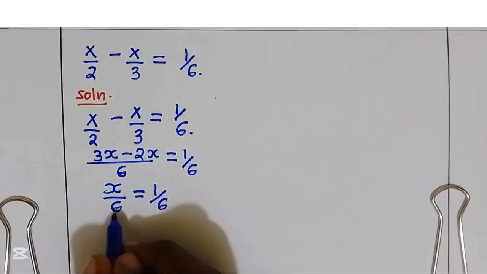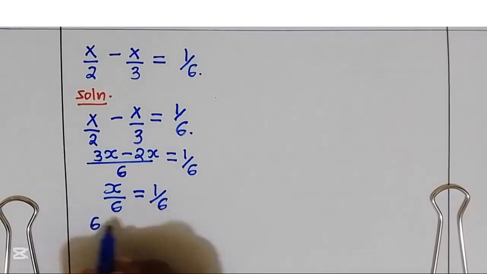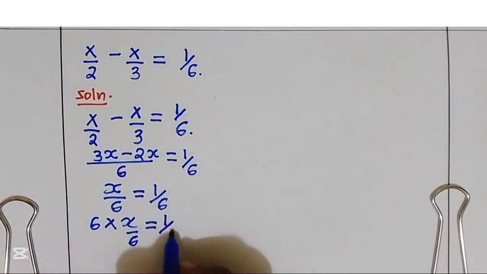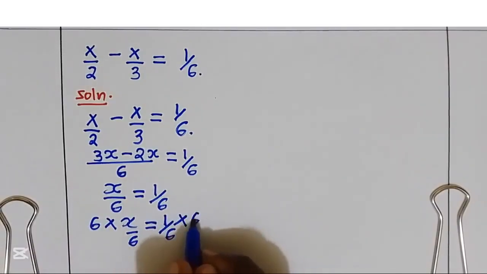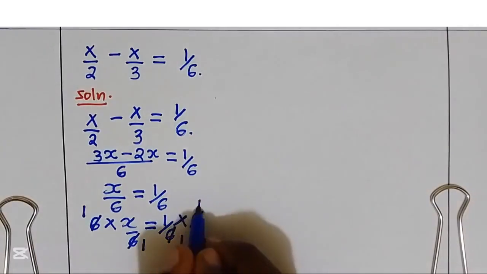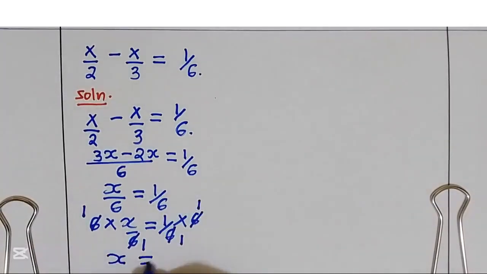I'm going to multiply by 6 throughout. That is 6 multiplied by x over 6, this is equal to 1 over 6 multiplied by 6. By 6, 1. By 6, we get 1. The value of x is equal to 1.